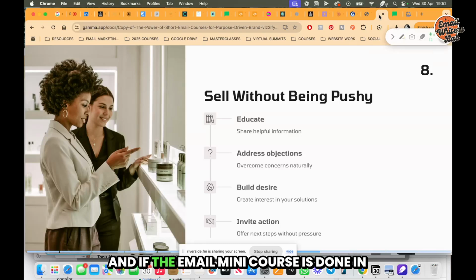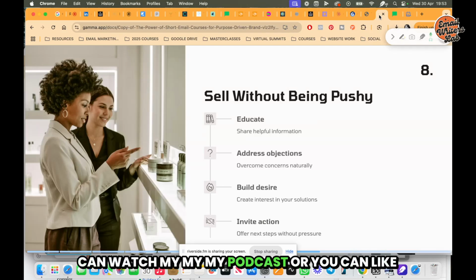And if the email mini course is done in such a way that is compelling, it's engaging, they will stay with it. They will look forward to the next lesson. They will follow with stories and all those other things that you can use to keep attention and engagement. Then you lead them seamlessly to say, this is the next step of working with me, or these are the next 3 steps. You can take my boot camp, or you can join my coaching group, or you can watch my podcast, or you can, like I said, book a call with me.